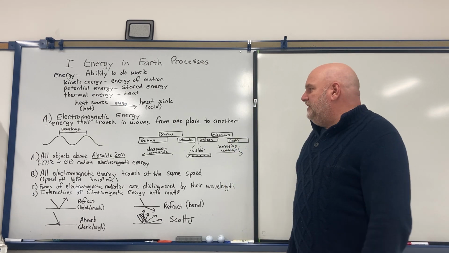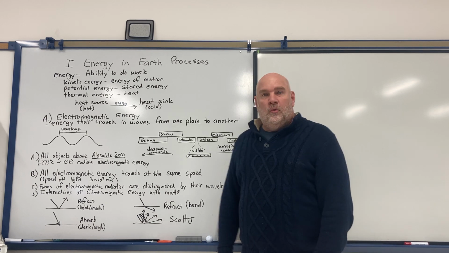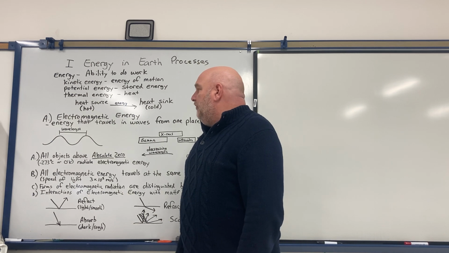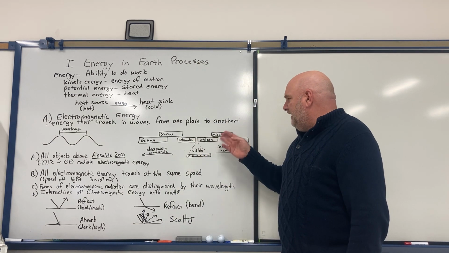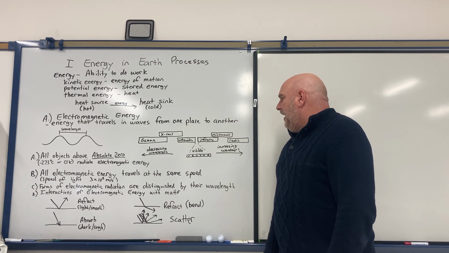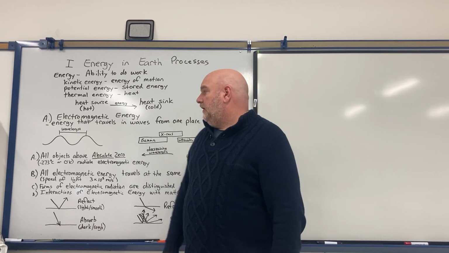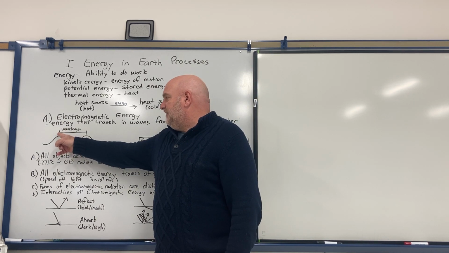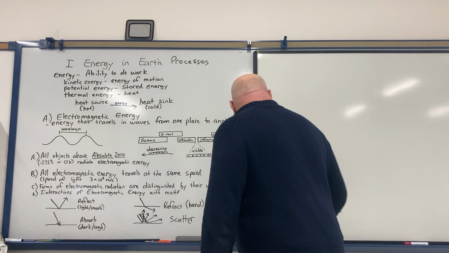Electromagnetic energy is energy that travels in waves from one place to another. So a wave can look something like this. Now, there's a bunch of different types of electromagnetic energy: gamma rays, ultraviolet, infrared, microwaves. What differs between them is that they have different wavelengths. A wavelength is the distance from the top of one wave to the top of another wave. That's a wavelength.